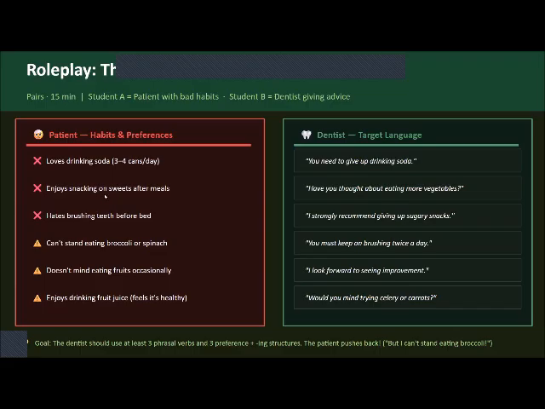I love drinking mango juice. All right. And Dr. Guzman Gonzalez, what's your advice? You need to give up drinking soda. You need to give up drinking too much mango juice. All right. Her example was mango juice. All right. Good.